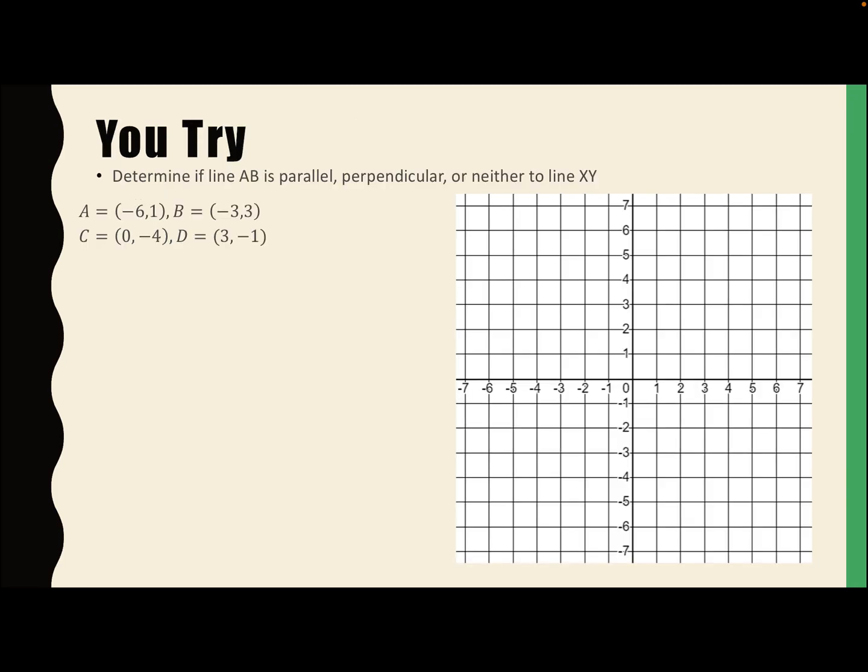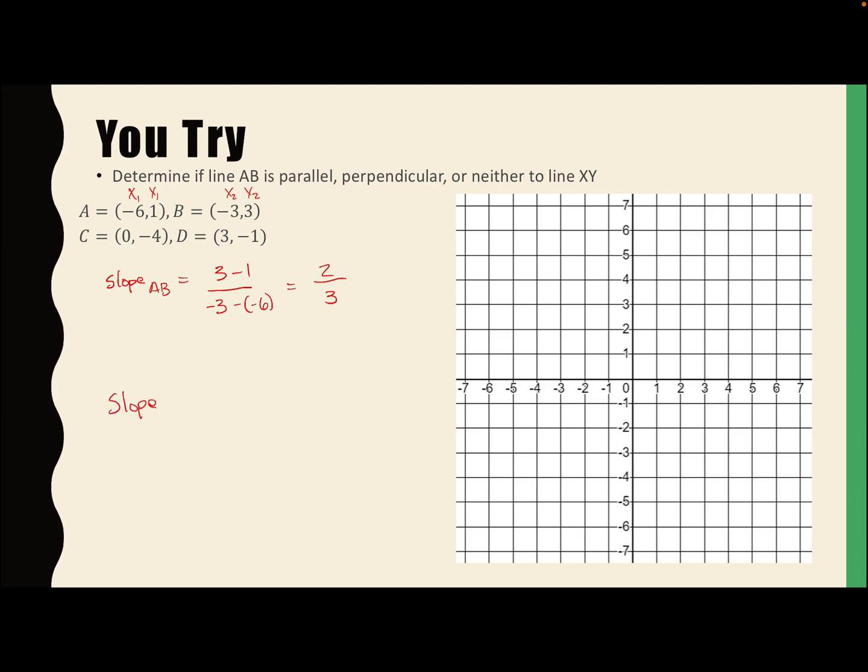All right, so you determine if AB is parallel, perpendicular, or neither to line XY. If you want to, you can graph, or you can do the slope formula. So I'm going to do the slope formula. We would have for the slope of AB, slope AB is going to equal 3 minus 1 over -3 minus -6. Let's go back and label our points, x1, y1, x2, and y2. So that's going to give us 2 over -3 plus 6 is 3, so that slope is 2/3.